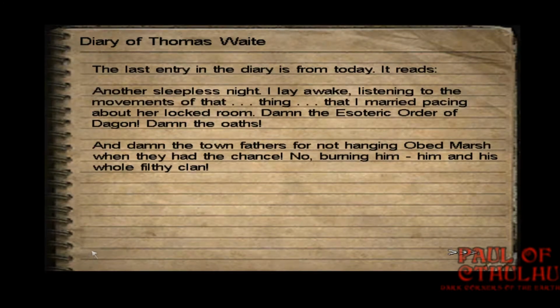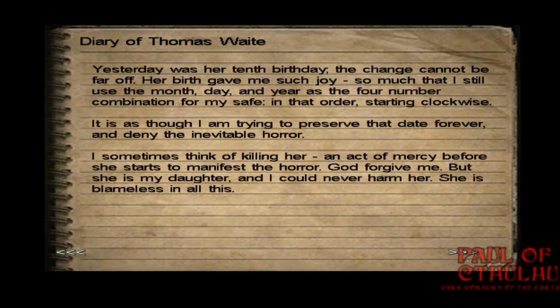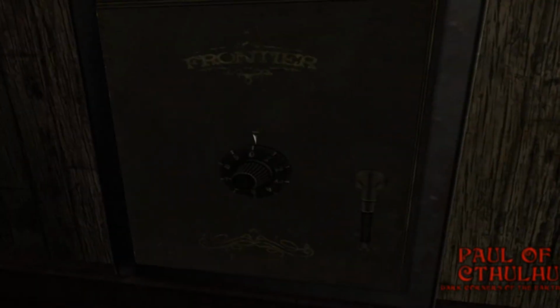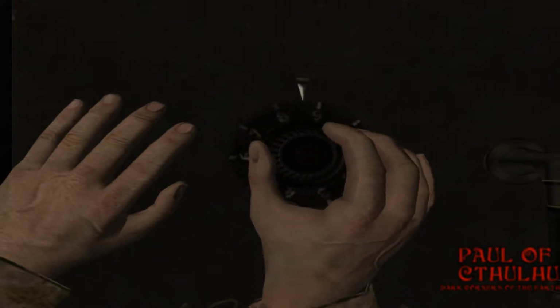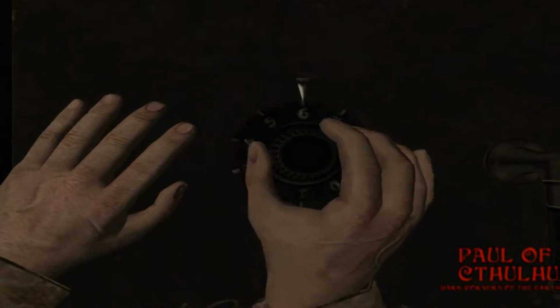Okay, no, I think it's in the third section. Paul, third section, there we go. Month, day, year. Month, day, year. Okay, you're right. Starting clockwise. February. The day would be the... We're thinking the 5th. We're thinking the 6th. 6th. So 1, 2, 3, 4, 5, 6.